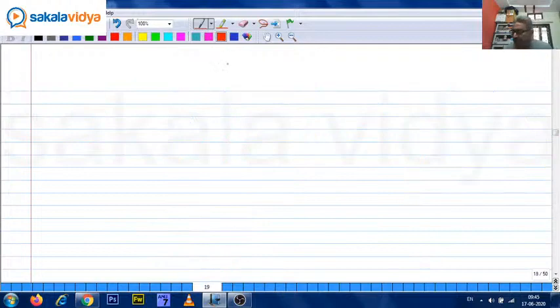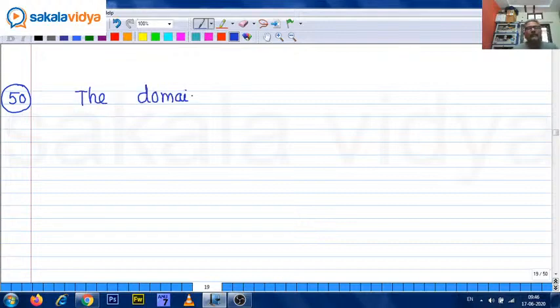Question number 50. Yes, correct, Karthik. Question number 50. The domain of f of x equals log pi to the base x. Log pi to the base x.